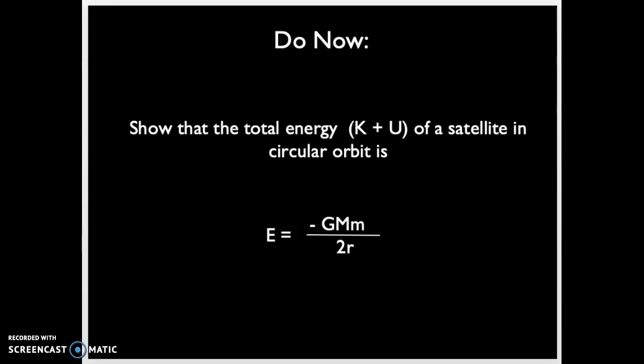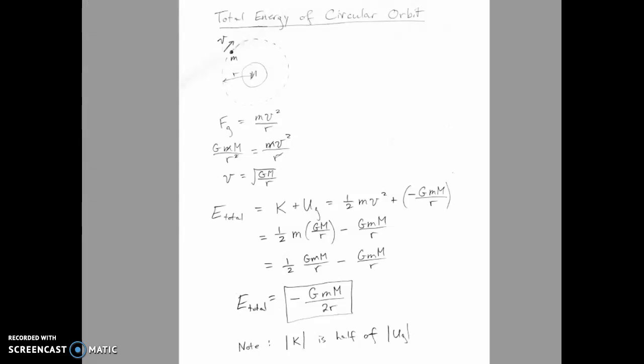Okay, let's start with the do now. See if you can use the equation for gravitational potential energy to show that the total energy of a satellite in circular orbit is given by this expression. I want you to pause the video, try that yourself, and then I'll show the solution. Okay, hopefully you had a chance to try this yourself, because it's really practice for you using this new expression for gravitational potential energy.